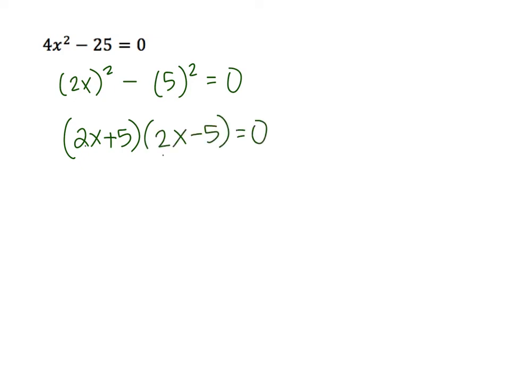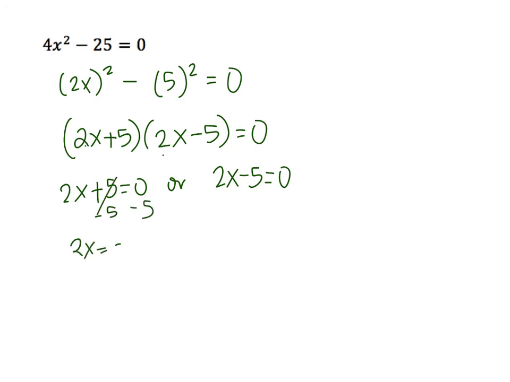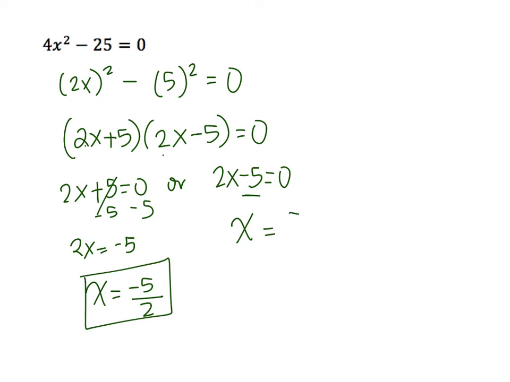Why do I write my 2 different ways? I don't know. Okay, so from here we have 2x plus 5 is equal to 0, or 2x minus 5 is equal to 0. Solving for x on each side, 2x equals negative 5. Divide by 2, x is equal to negative 5 over 2. We'll try the fast way for this one. I can just change the sign of this one, so it's going to become positive 5 and divide by the number in front of x.